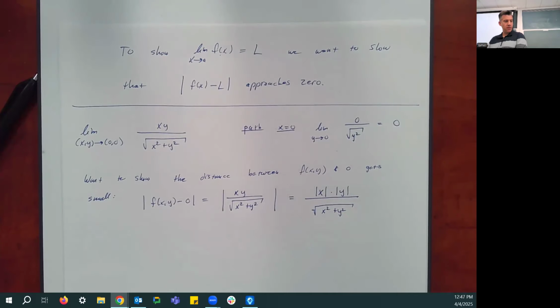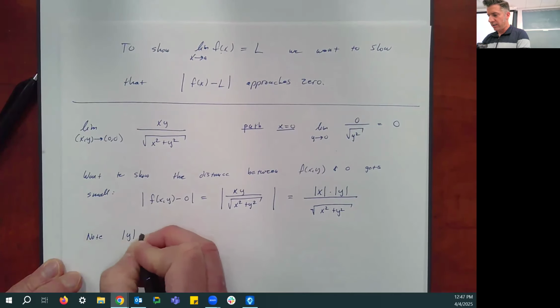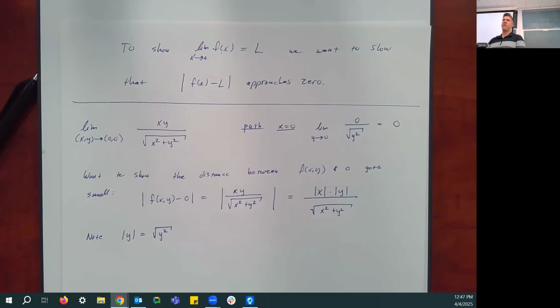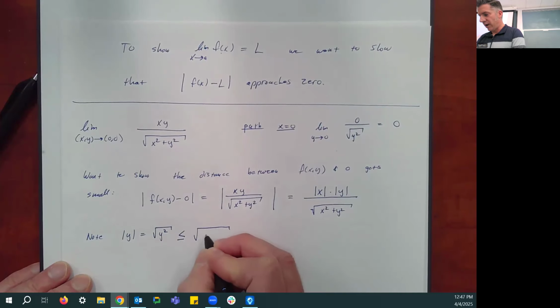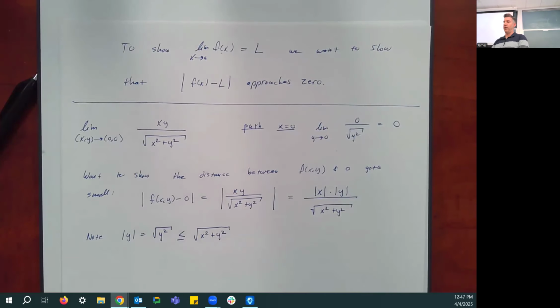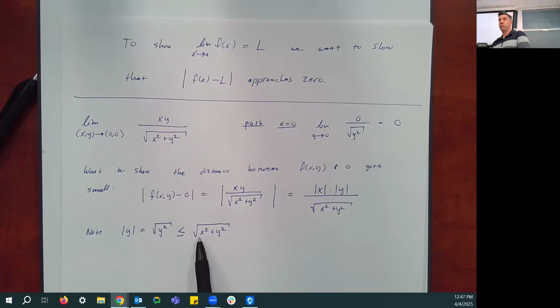So let me go this way. Note that the absolute value of y is equal to the square root of y squared. We talked about that before? Can't remember if I said that in this class or a different class. But it is true that the absolute value of a variable is equal to the square root of that variable squared. But then the square root of y squared is definitely less than or equal to the square root of x squared plus y squared. Right? That thing there has to be bigger than or equal to that thing there. If x is 0, they're equal. If x is anything else, this thing is bigger. For sure.